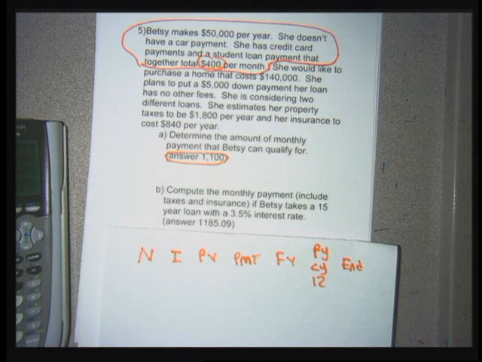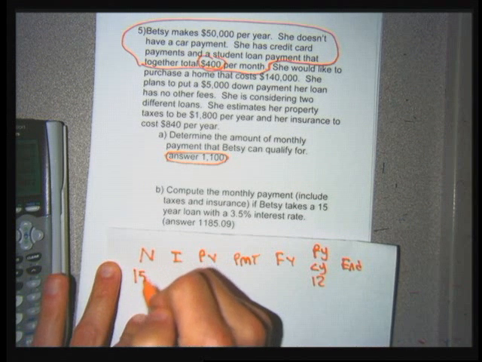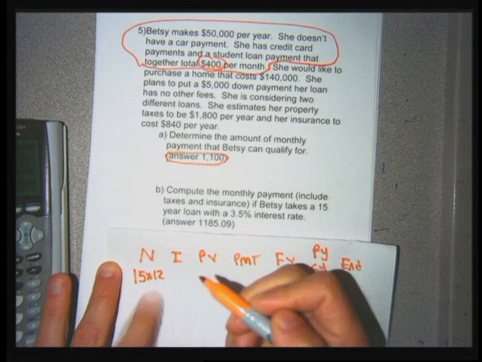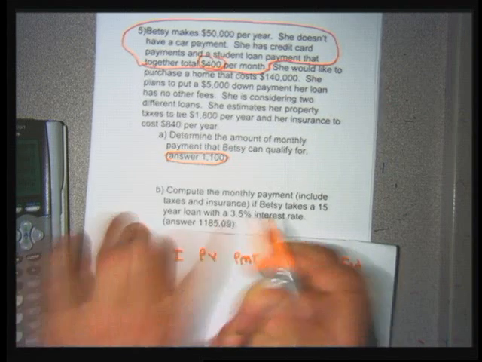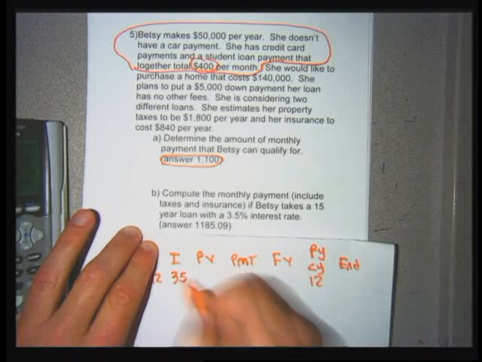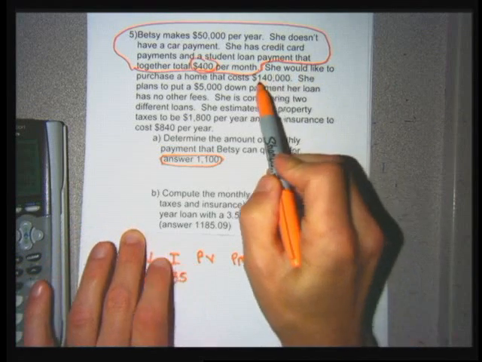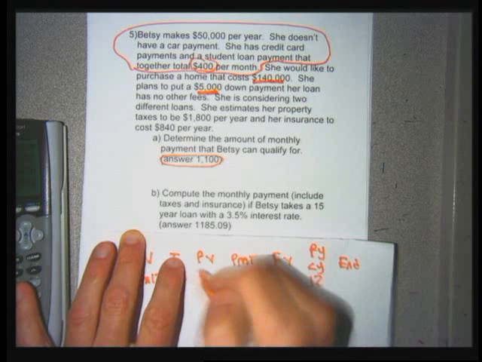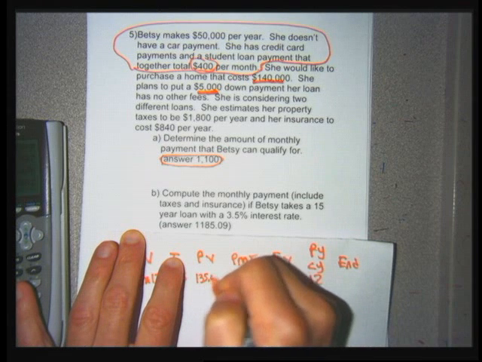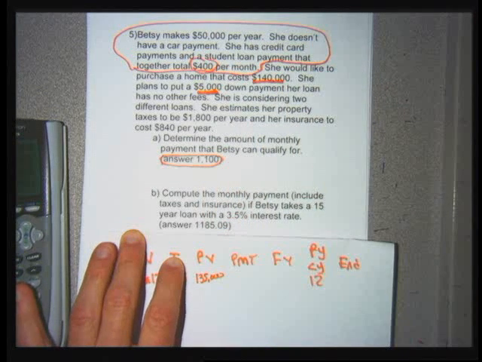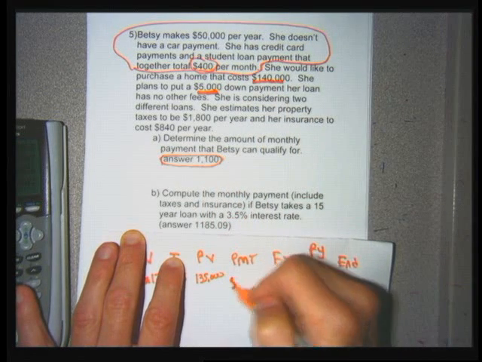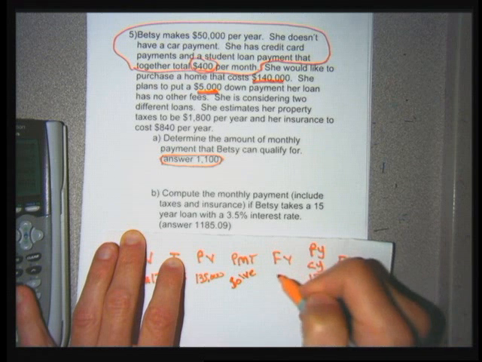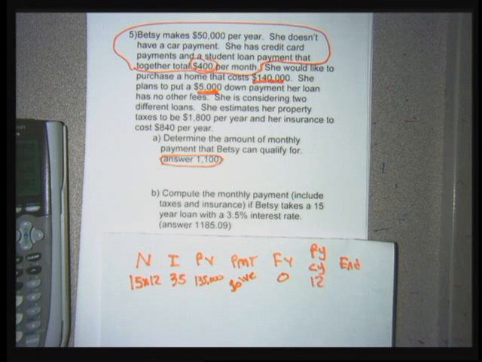In part B, Betsy's thinking about figuring out what her payment would be under a 15-year loan, and I'll just take the 15 years, multiply it by 12, and enter that amount, which is going to be 180 in N. The interest rate for part B is 3.5%. The PV is the loan amount, and it says she's purchasing a house that costs $140,000, putting a $5,000 down payment, so her PV, the loan amount, is going to be $135,000, which is the difference between the $140,000 and the $5,000. I'm going to solve on my calculator for the PMT, and in home loans and car loans, the future value, we generally always put 0. It's the amount we want to owe when we're done paying it off.